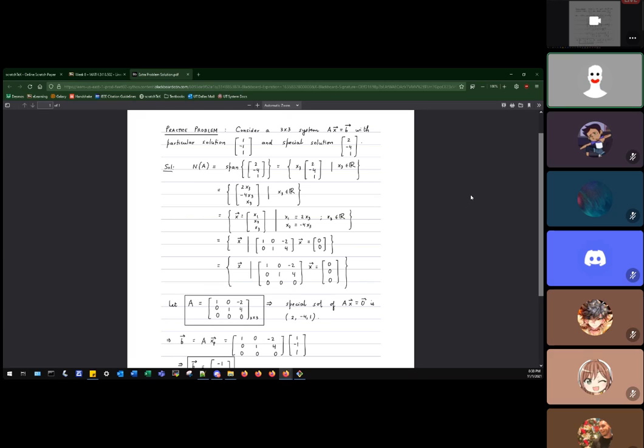For me, going from null space to something or going from something to null space is always hard.